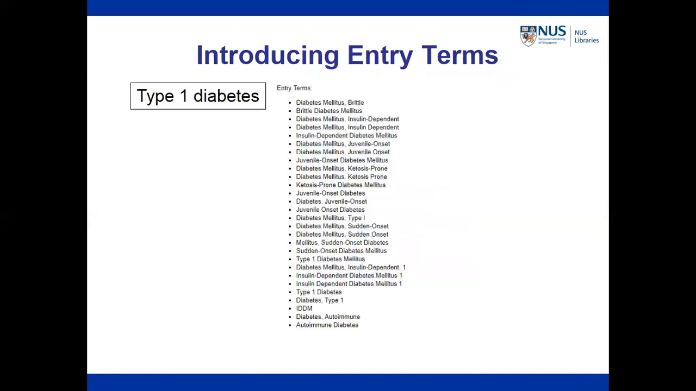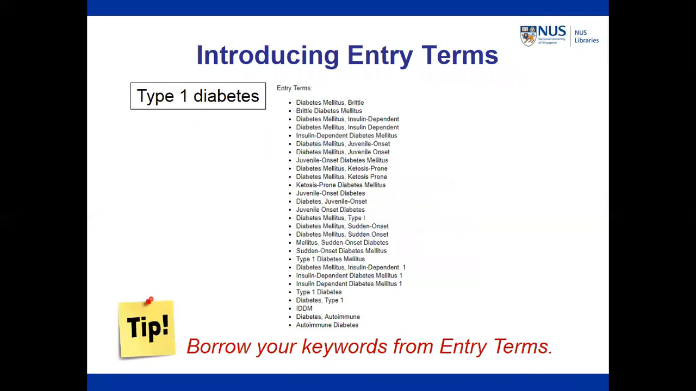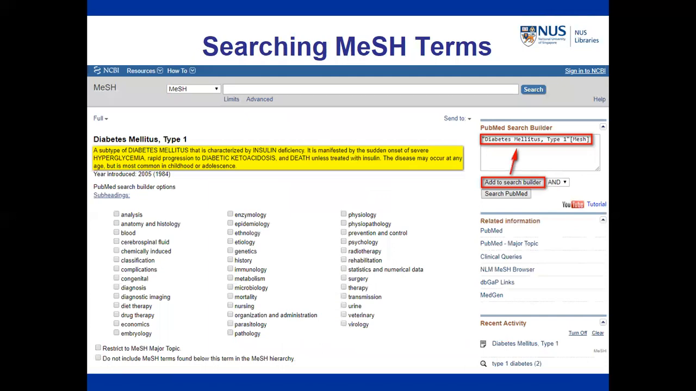Okay, now try to scroll to the middle of the page. You will be able to see the list of entry terms. You may borrow your key terms from entry terms, as they tell us keywords such as juvenile onset diabetes, insulin-dependent diabetes, autoimmune diabetes, which are synonyms with type 1 diabetes, have been indexed as diabetes mellitus type 1. Once again, please take note that the MeSH database is to search for MeSH definition. You will notice the top left of the page will change to PubMed after clicking on Search PubMed in the MeSH database.